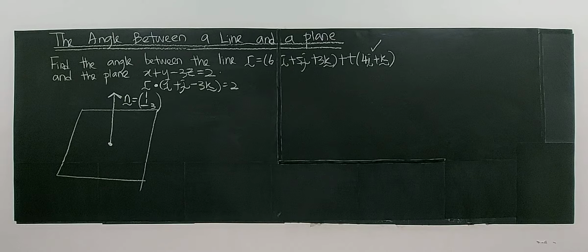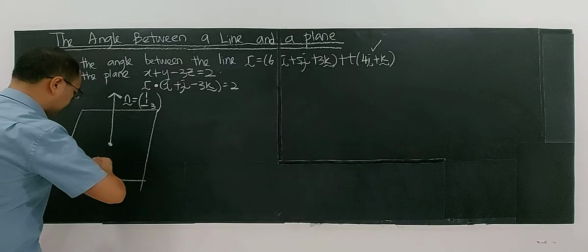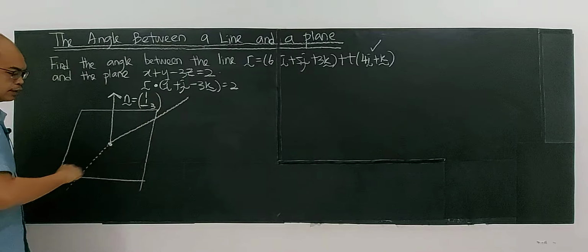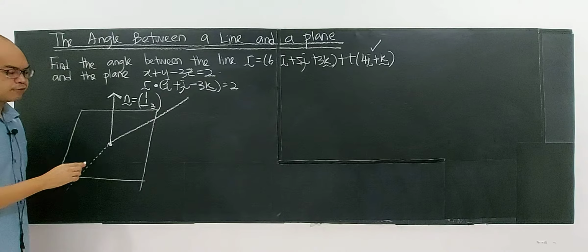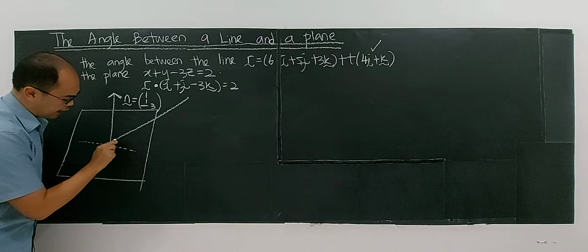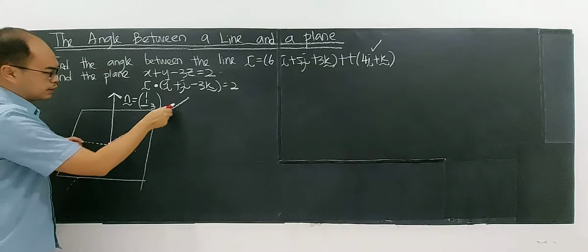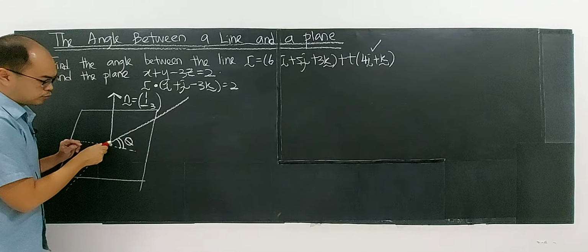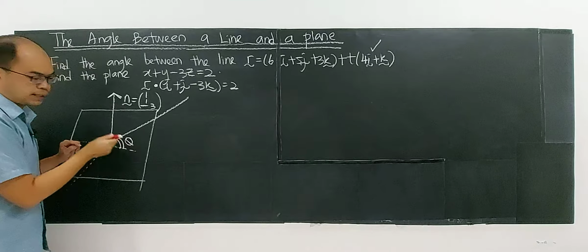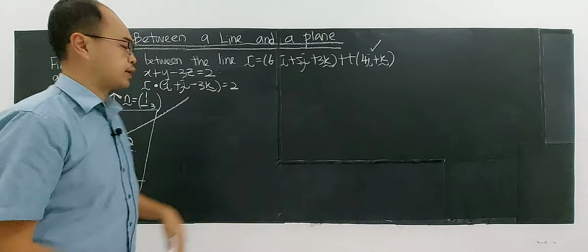But there is a line that intersects the plane and passes through the plane. If it passes through the plane, definitely it makes an angle with the plane. If the line passes through the plane at something other than 90 degrees, it makes an angle between the line and the plane. The question here is to find the angle between a line and a plane.